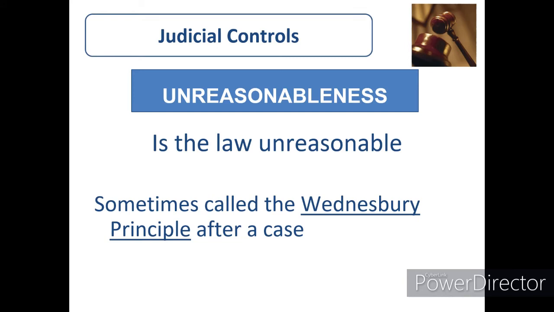Another way that a judicial review could hold a piece of delegated legislation to be void is if they believe the law is unreasonable. This is sometimes also called the Wednesbury principle, named after the case Wednesbury. And in that case, it banned teenagers from attending a local cinema. And this rule was held to be unreasonable and therefore void.